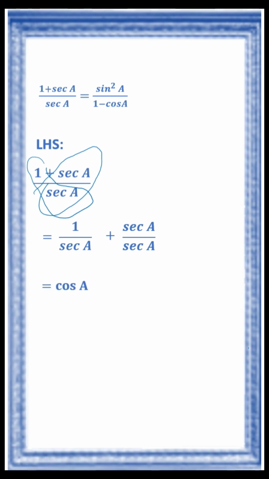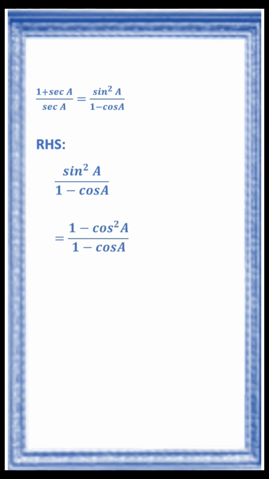1 by secant A is cos A plus 1. Now let this be equation number 1. Now RHS is sin square A by 1 minus cos A, in which sin square A is equal to 1 minus cos square A. Why? By the Pythagorean identity, sin square A plus cos square A is equal to 1.